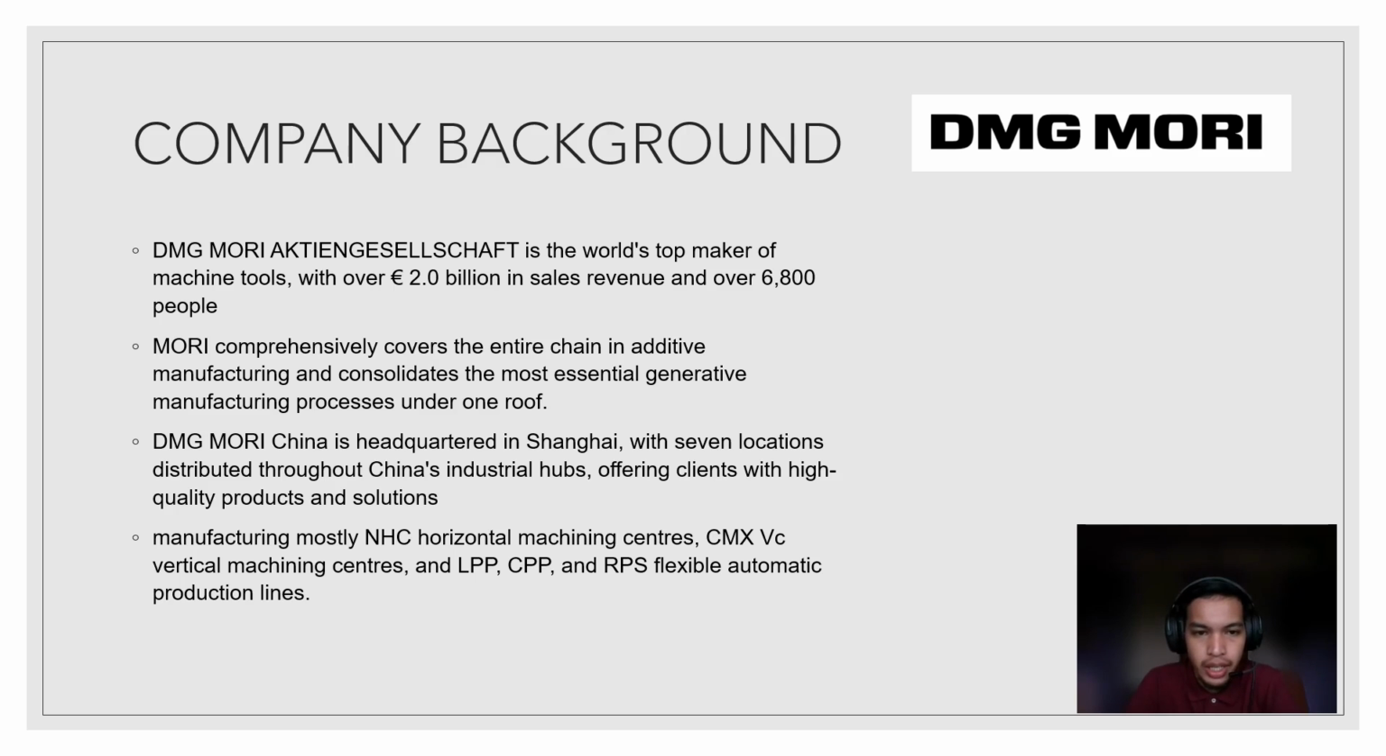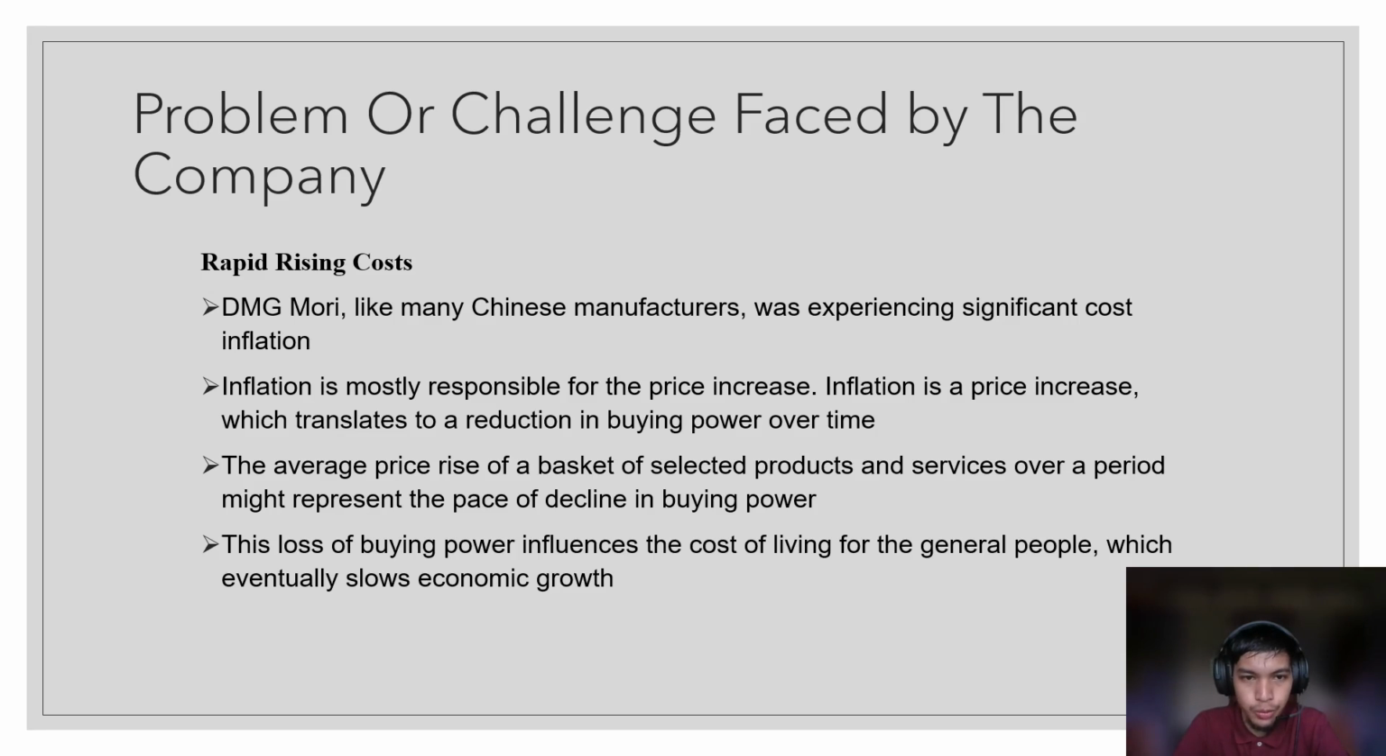Next, DMG Mori China is headquartered in Shanghai with 7 locations distributed throughout China Industry Hub, offering clients high quality products and solutions. And the last one, manufacturing mostly NFC horizontal machine center, CMFVC vertical machine center, and LPPP, CPP, and RPS flexible automated production lines.